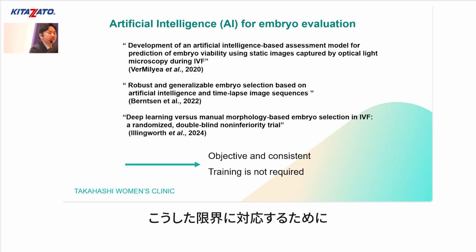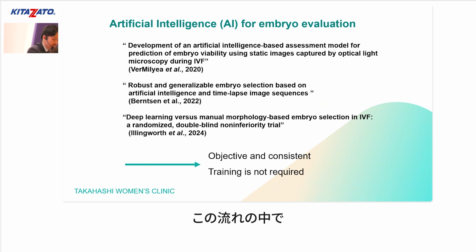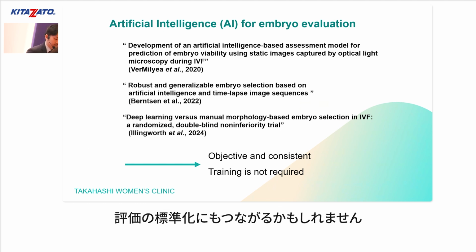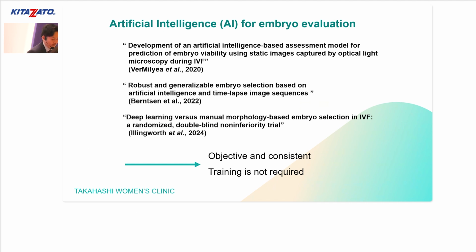To address the limitation of morphological selection, AI and deep learning technologies are increasingly introduced into reproductive medicine. Blastocyst evaluation using AI can analyze embryo images to predict pregnancy potential, and it also enables standardized and objective embryo evaluation, reducing inter-observer and intra-observer variability.